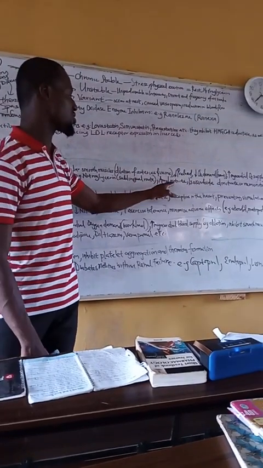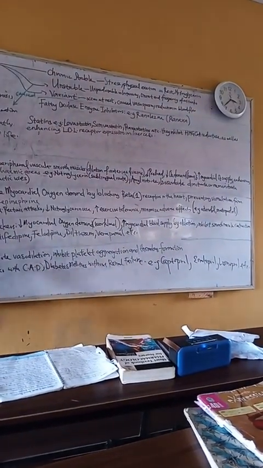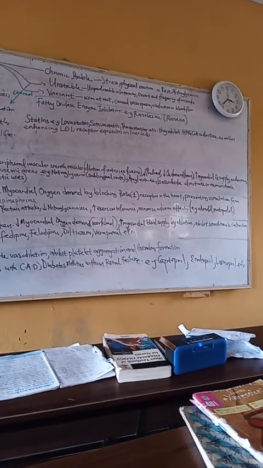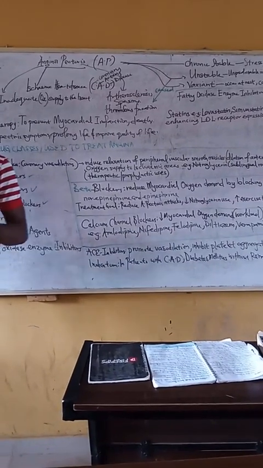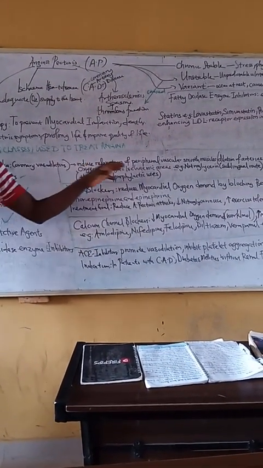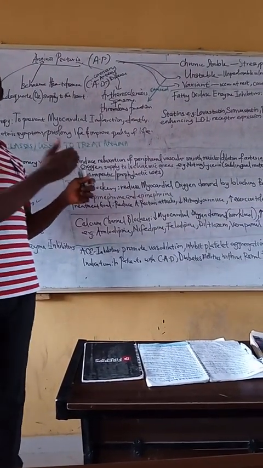The other drugs are what? The amyl nitrite, the isosorbide dinitrate, or isosorbide mononitrate. Now, these drugs are given for therapy, and are also given for prophylactic use. Therapy means that in an acute attack, you can give what? Nitrate.